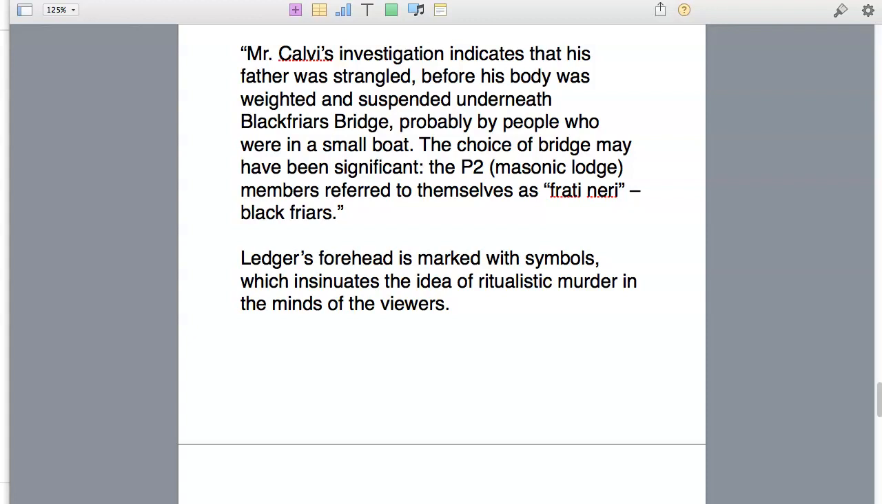And it just so happens that this is the bridge that Heath Ledger was depicted as hanging from in Dr. Parnassus, and his forehead was marked with all of these symbols that kind of looked like runes, and it really insinuated the idea of ritualistic murder in the mind of the viewer when you're viewing that scene, and you see him hanging with that written on his forehead in blood, it looks like. It just so happens that Heath Ledger is in that scene depicted in that way from that bridge where they murdered Calvi in a very obvious way.